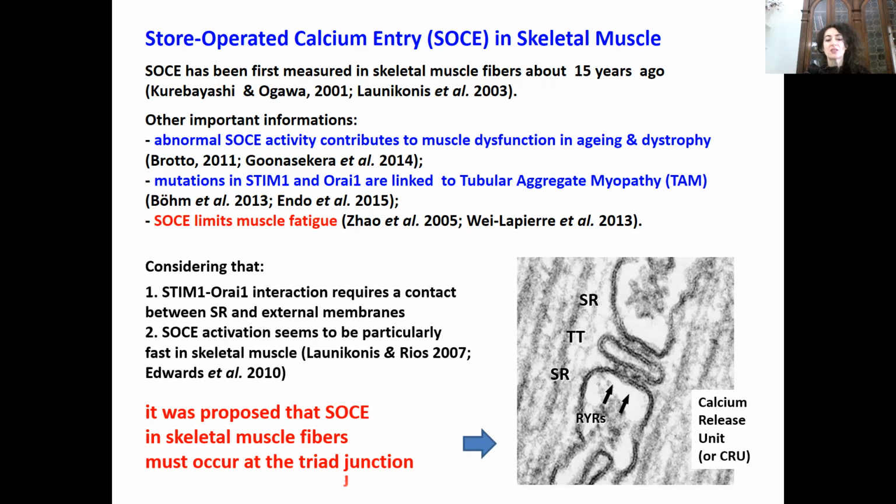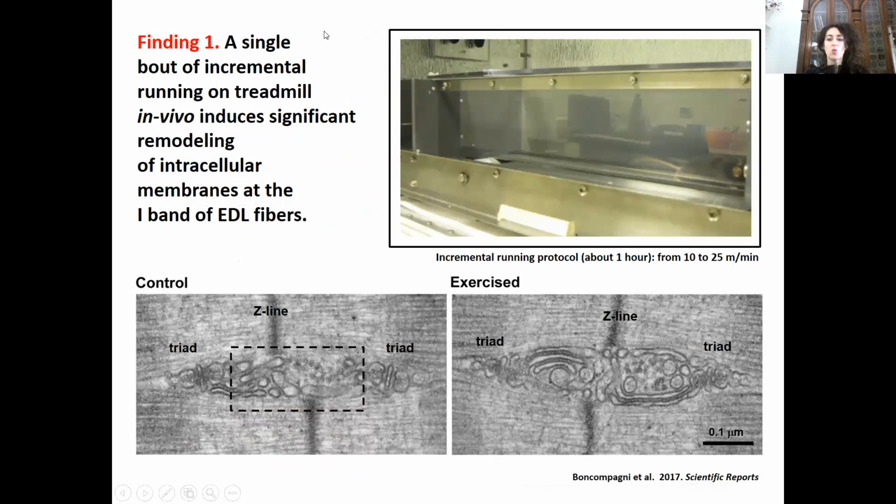And keeping in mind that SOCE plays an important role in limiting muscle fatigue, we simply designed an incremental running protocol to fatigue adult mice. The entire protocol was about 1 hour long, then animals were sacrificed and muscles processed. And when I looked in electron microscopy at the EDL muscle from mice post-exercise on the treadmill, well, my excitement was up to the stars.